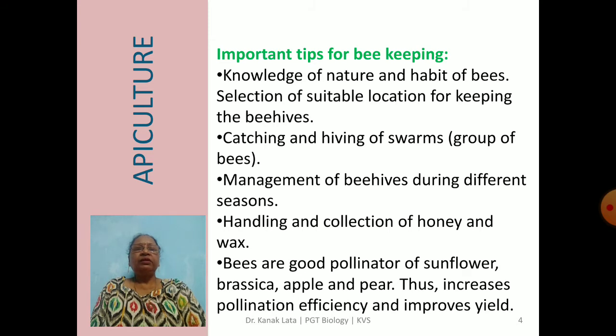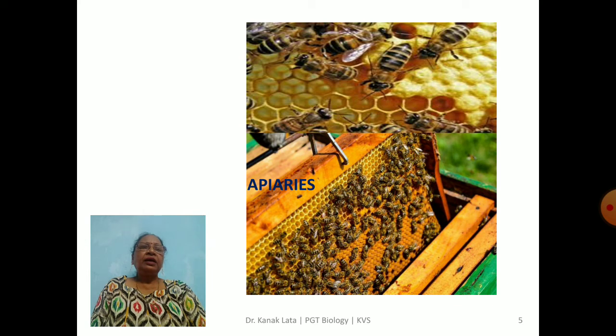As we know that bees are good pollinators of sunflower, brassica, apple and pear. So thus it increases the efficiency and improves the yield also. So the hive should be kept in such places where these plants are present. Here you can see the apiaries and beehives where the bees are present.